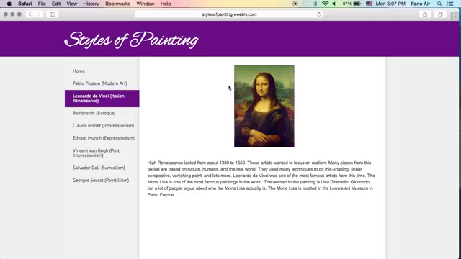And the Mona Lisa is located in the Louvre, which is in Paris, France, which was where Leonardo da Vinci lived. So, as you can see, this painting is very real. He used a lot of techniques to make it seem like a real person in his painting.